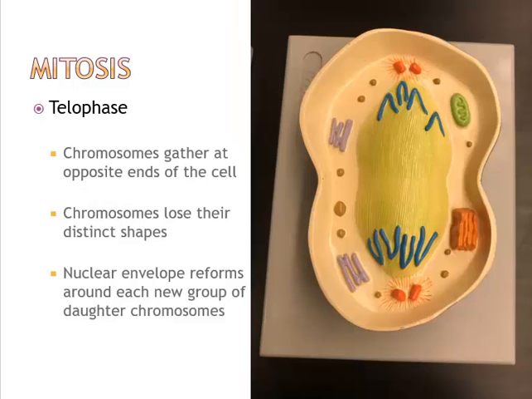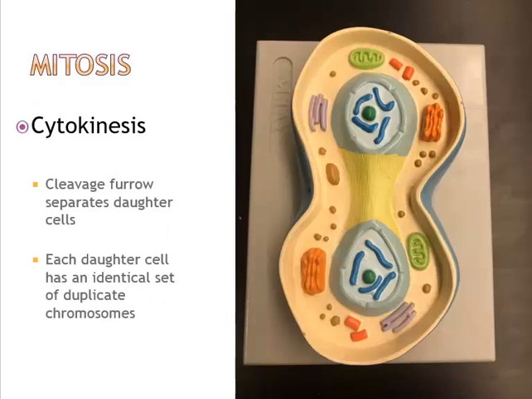Then we have telophase. So the chromosomes gather at each pole at opposite ends of the cell, and the chromosomes start to lose their distinct shapes. The nuclear envelope then begins to reform. We can't see that really in this model, but just know that is one of the features of telophase. Now this is actually a little bit of the last part of telophase, the beginning of cytokinesis. So right here we have our nuclear envelope beginning to reform. We still see those ridges.